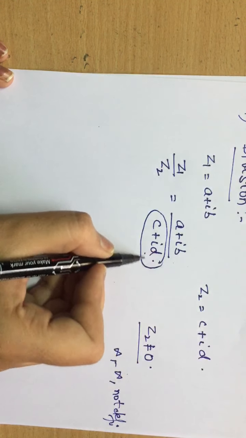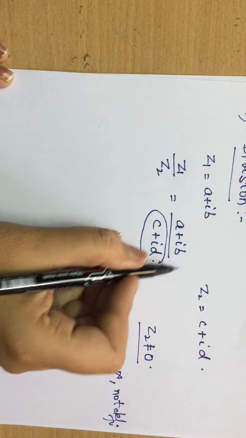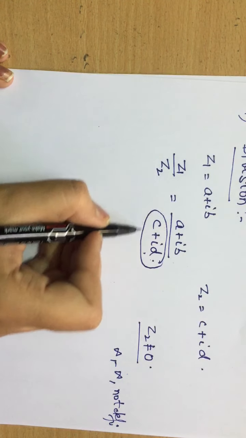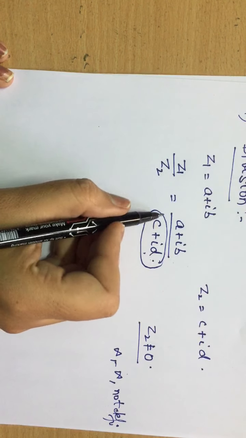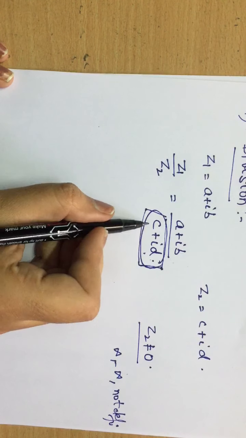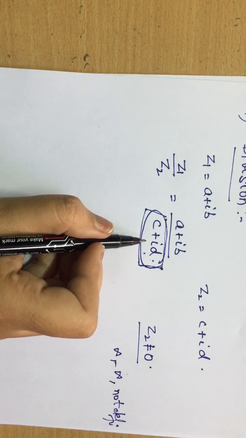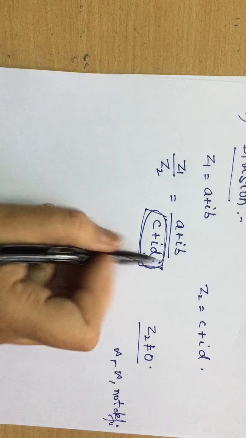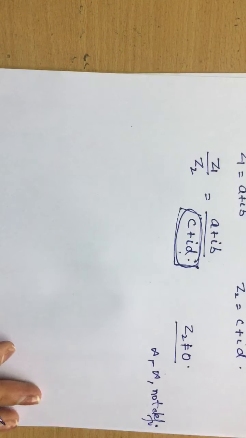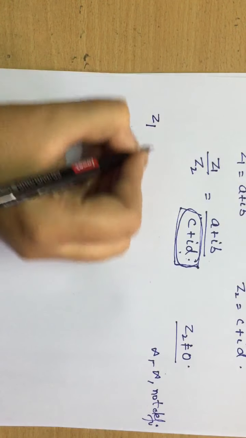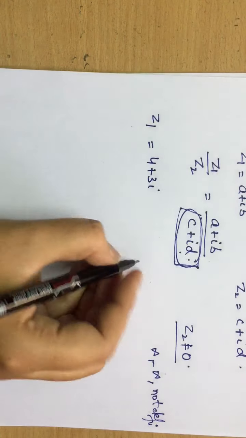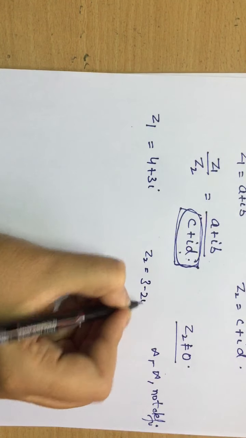We will never leave this z1 by z2 here. I will discuss how we have to eliminate this iota part from the denominator. In the previous parts I have said that the denominator should not have iota in it, so we make it real. I will discuss that in the example. So I am taking z1 as 4 plus 3 iota and z2 as 3 minus 2 iota.